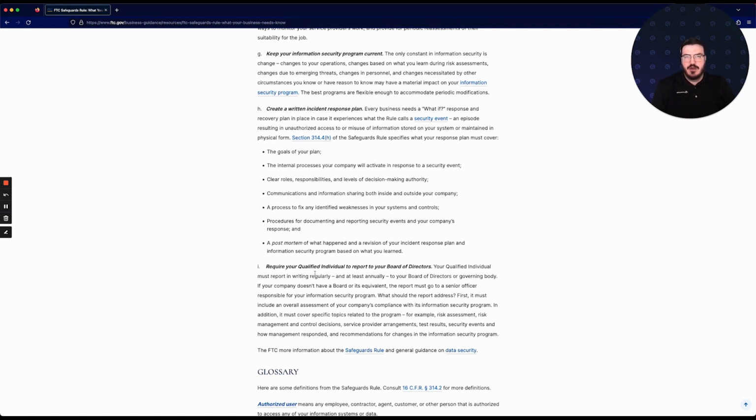So a great update, I think, from the FTC, but yet again, another federal agency pushing down rules that might contrast with a different agency. So all this is a lot to keep up with.